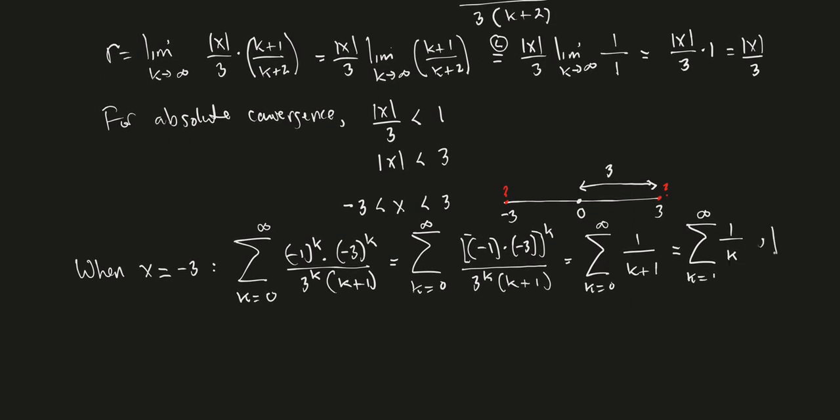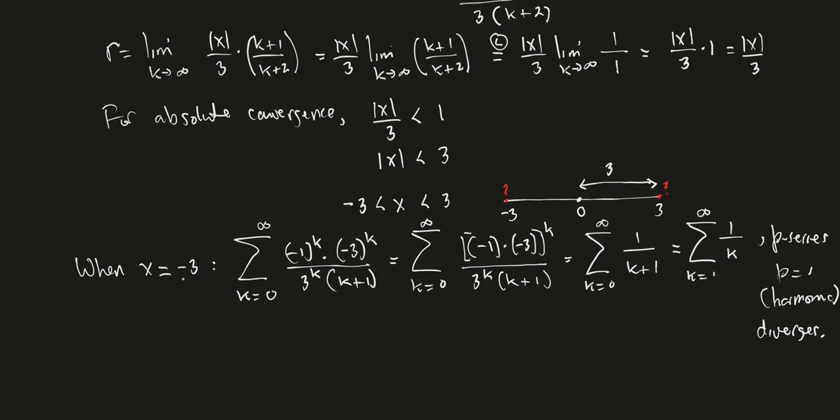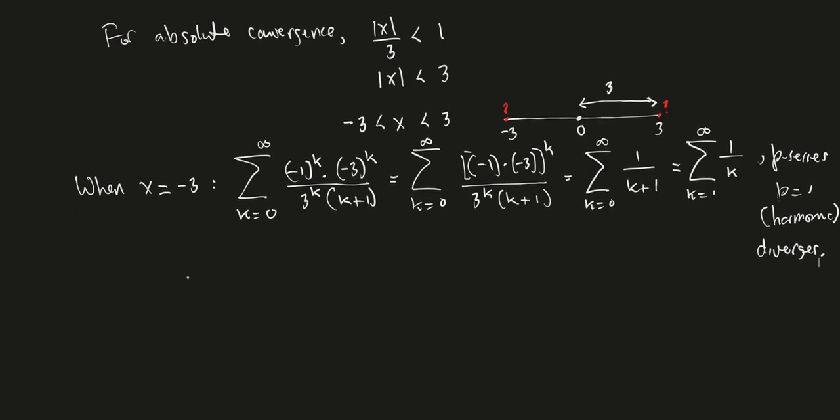So this is a p-series, p equals 1. I'm just going to remind you that that's the harmonic series. But we know with a p-series with p equals 1, this series diverges, right? So this one diverges. So at the left endpoint, it doesn't quite work, right? Because we end up having the harmonic series. Let's check the other endpoint and see what happens then.